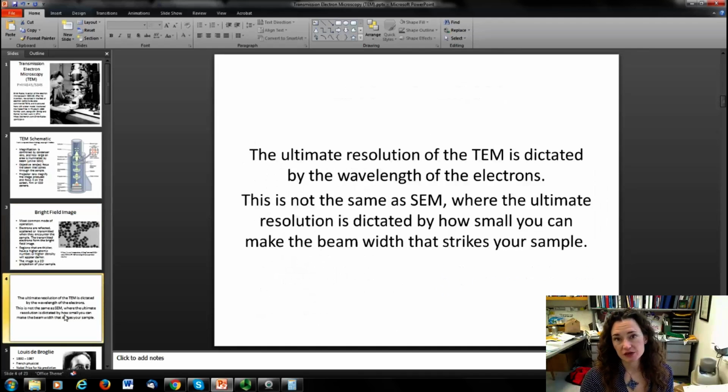Now, the ultimate resolution of the TEM is dictated by the wavelength of the electrons. This isn't the same as in an SEM, okay? In an SEM, the ultimate resolution, or the smallest pixel that you can really resolve, is the size of the spot. Say in a typical SEM you focused your beam spot down to a nanometer or a few nanometers. That's your ultimate resolution. In a TEM, you're really limited by the wavelength more than anything else. That's the dominating term.